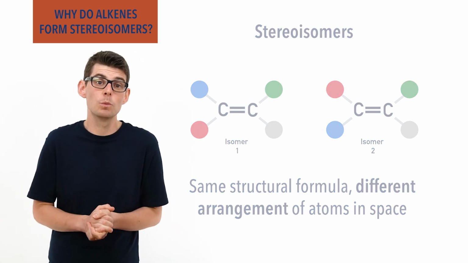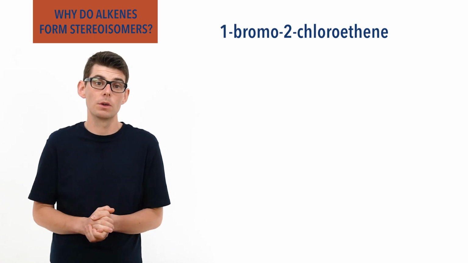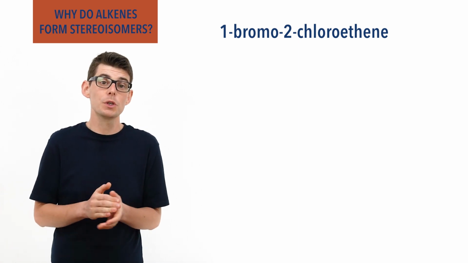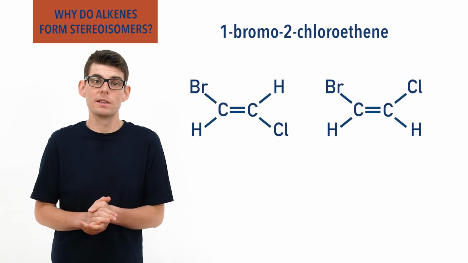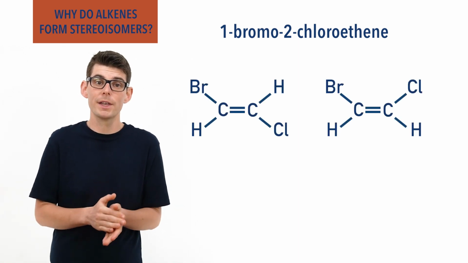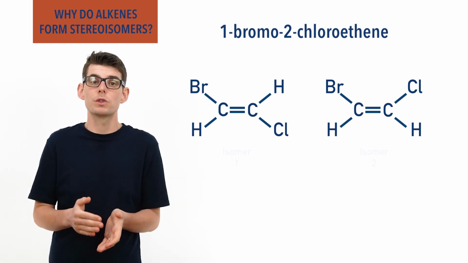For example, in 1-bromo-2-chloroethene, carbon 1 has a bromine group bonded to it and carbon 2 has a chlorine bonded to it. There are two possible ways that the bromine and chlorine could be arranged around the double bond, relative to each other. This gives two isomers.